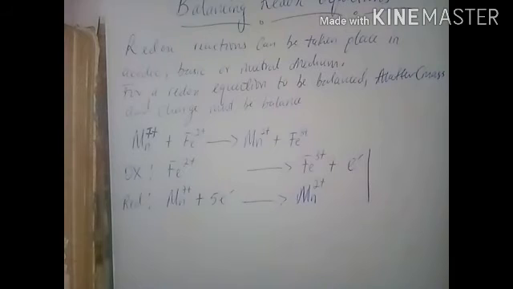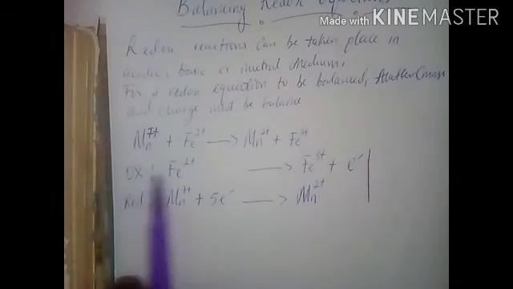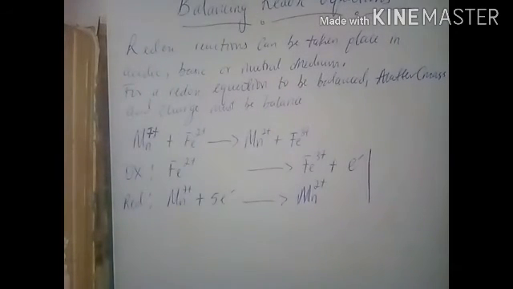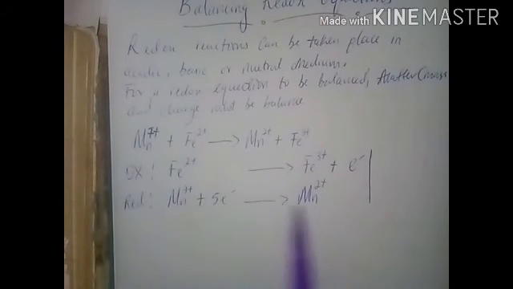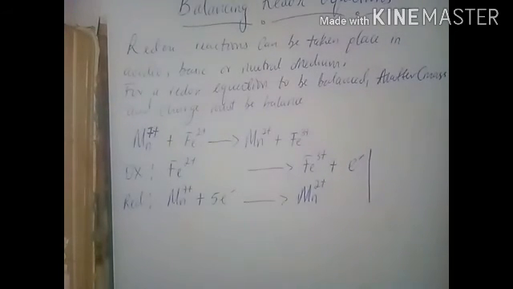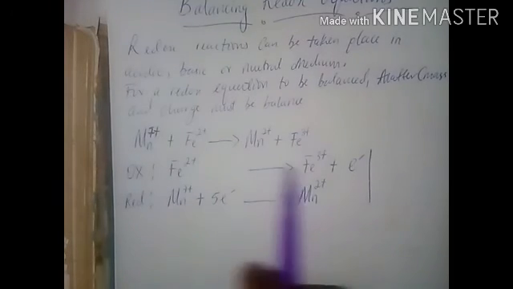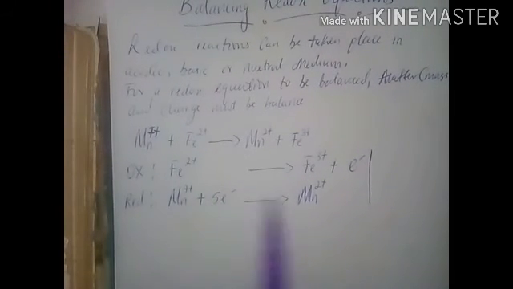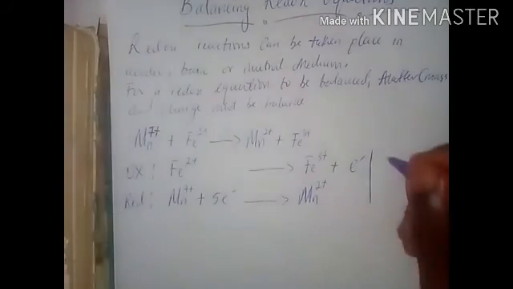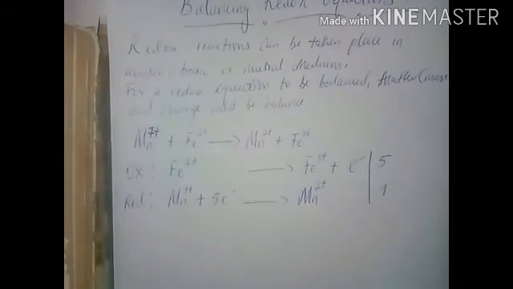This coefficient you are multiplying by will be the difference in the number of electrons. For the oxidized half, you are going to multiply the oxidized half equation by the number of electrons in the reduced half, while you multiply the reduced half equation by the number of electrons in the oxidized half. Meaning that in this equation we are going to multiply by 5, and we are going to multiply this other equation by 1. So I have here times 5 and times 1.